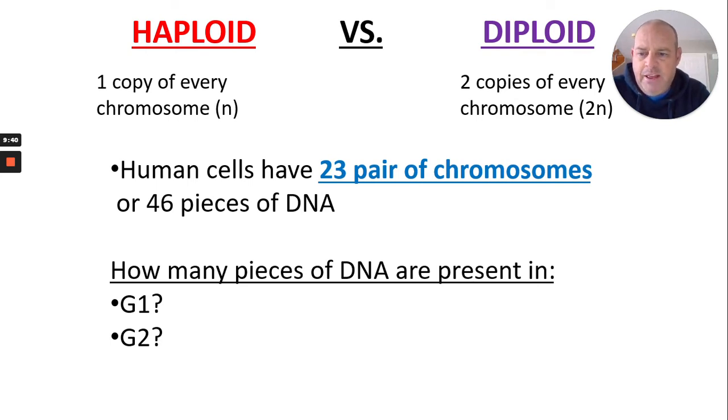What actually happened? The S phase happened, that synthesis phase, where we copy the DNA and we replicate the DNA. So if G1 has 46, G2 should have 46 times 2 because we copied it. So it should have 92. Okay. So G1 would be 46, G2 would be 92.